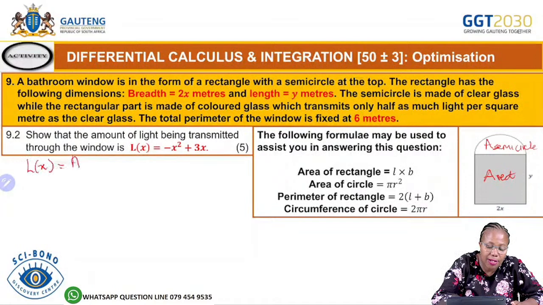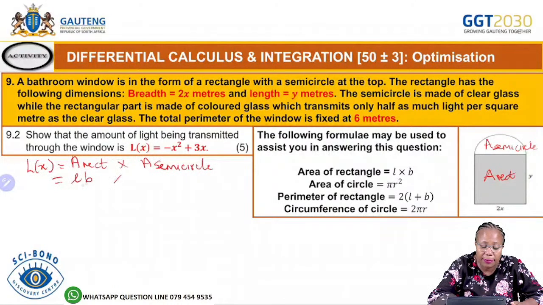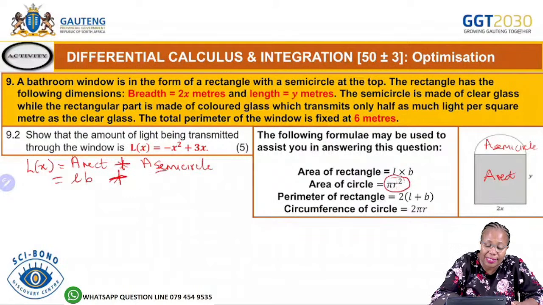Okay, so now to have the light there, amount of light transmitted, it will be the area of a rectangle multiplied by the area of a semicircle, half circle. What is the area of a rectangle? Is length by breadth, don't multiply, plus, sorry, we are adding the two areas. And then the area of a semicircle, remember the area of a circle is pi r squared. Because it's semi, it will be half of it. Half pi r squared. Formulas are given to you, grade 12, fortunate enough.